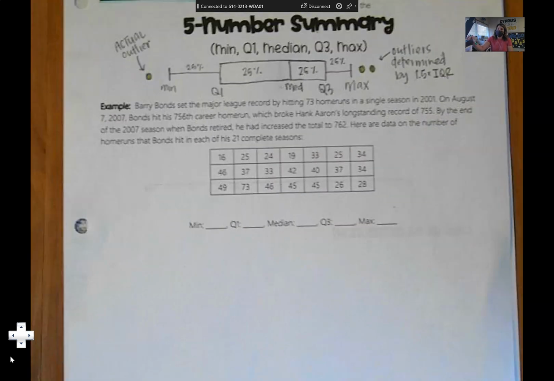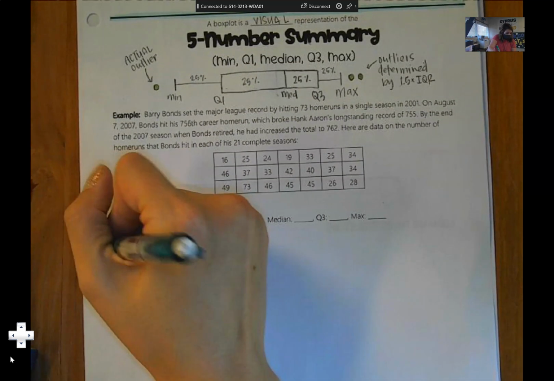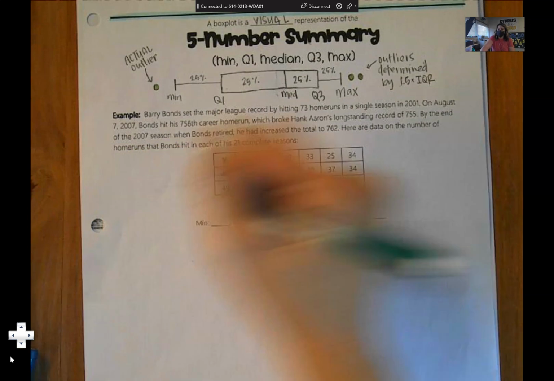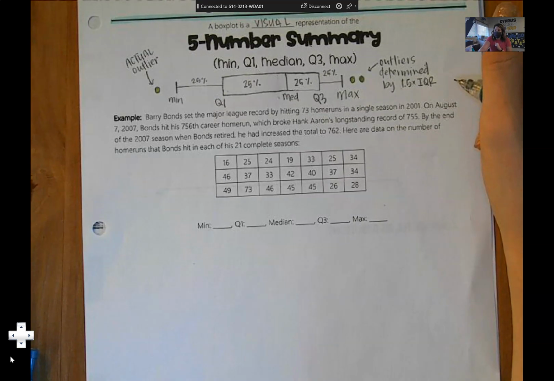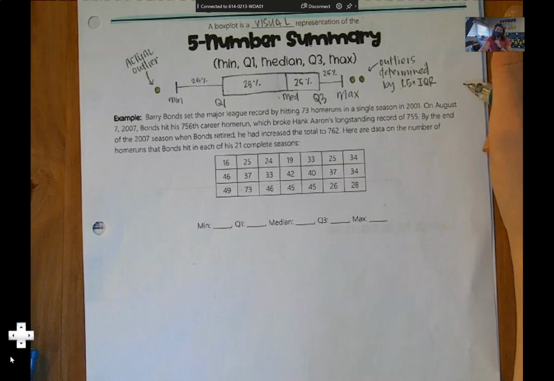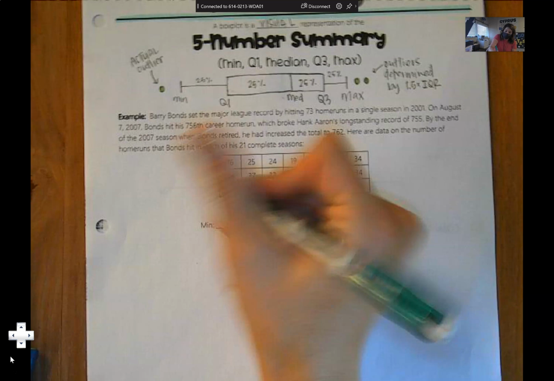You might want to write a little bit slow, and by slow I mean small, because there's quite a few numbers. So the first one is 16. I guess I should tell you what the data is. These are Barry Bonds' home run numbers in his 21 seasons that he's played. So we've seen this data before. These are the total amount of home runs he hit for each of his 21 seasons. So the lowest amount that he hit was 16.